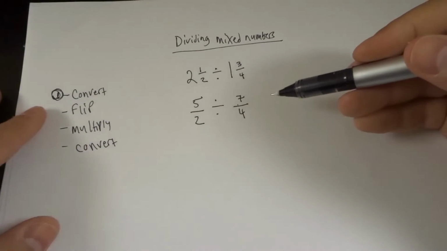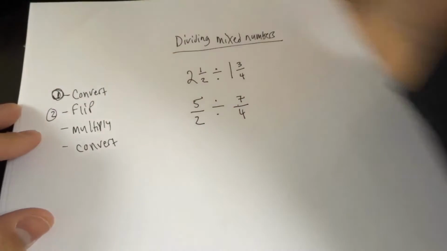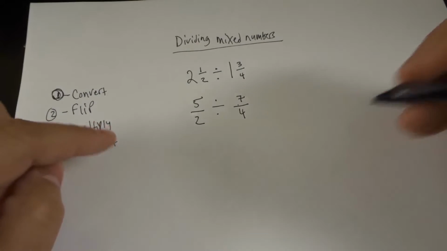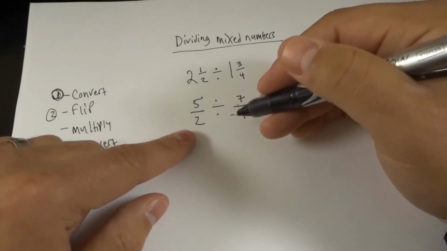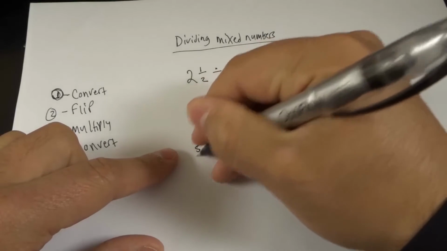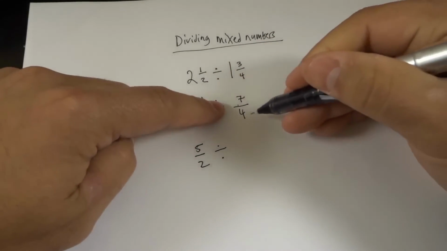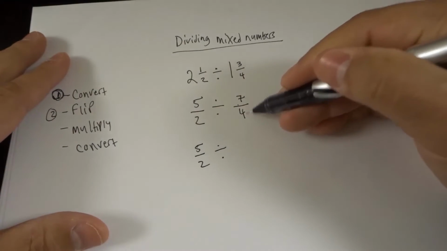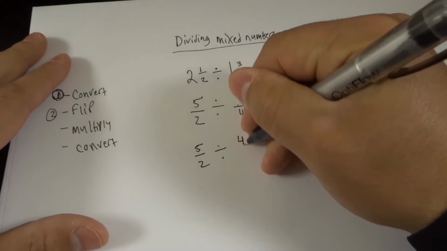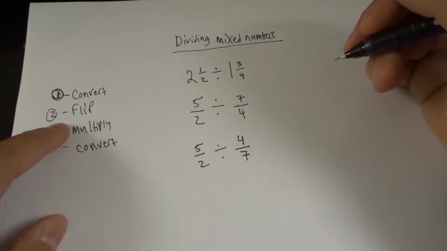Now what we need to do is flip the second fraction. That's step number 2. So I'm going to rewrite this over here, but we're going to flip the second improper fraction. Right now it's 5/2 divided by, and then this fraction right here, we're going to flip it. So instead of 7/4, it's going to be 4/7. So we've now done the second step.